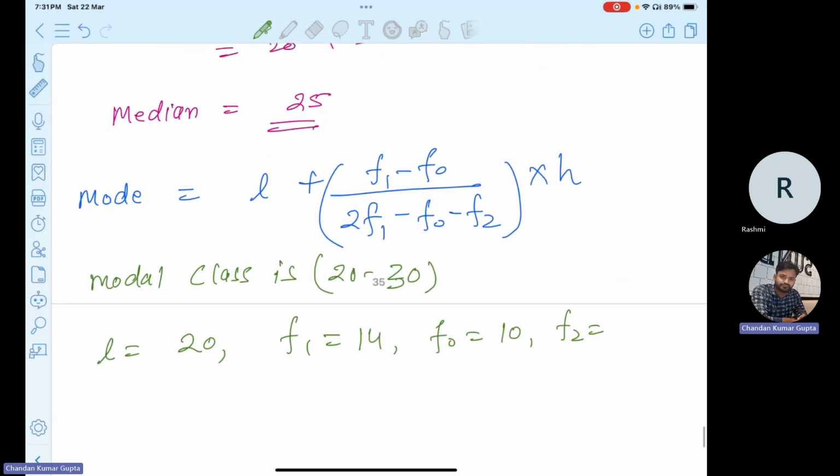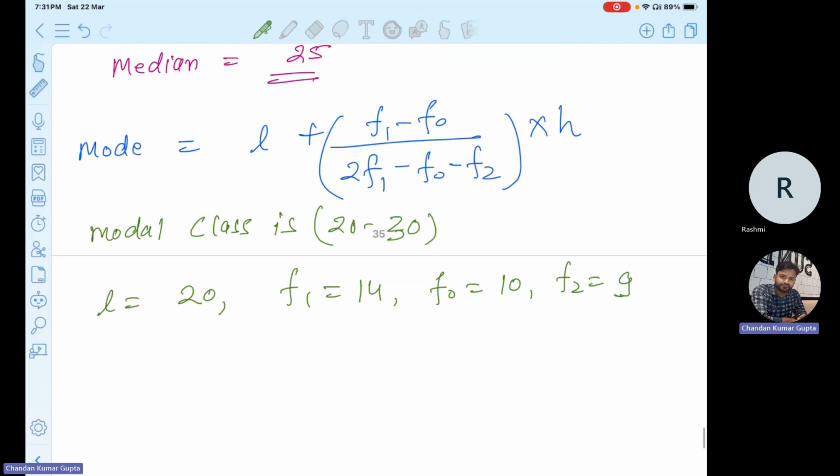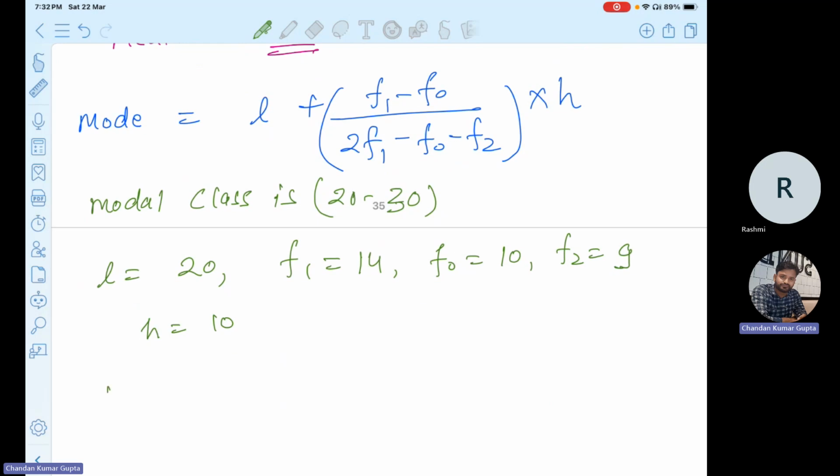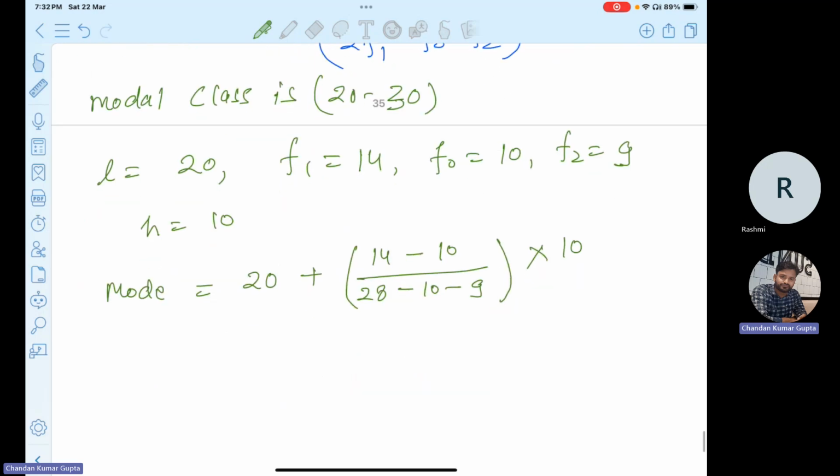And F2 is the frequency of the class just succeeding the modal class, and that is 9 actually. If you can see, that is 9. And the value of H is 10 here. So we have all the information. Now the mode is 20 plus (F1 14 minus F0 10) upon (twice of F1, that is 28, minus F0, that is 10, minus F2, that is 9) into H, that is 10.